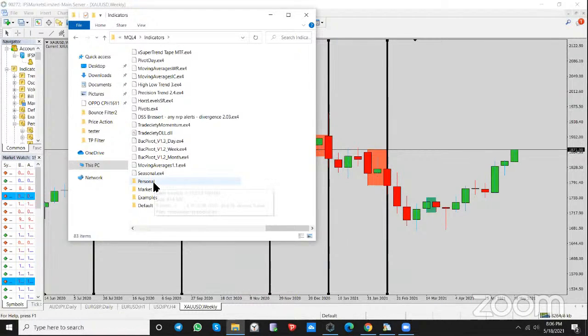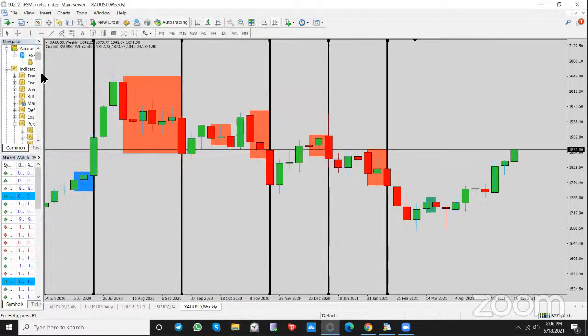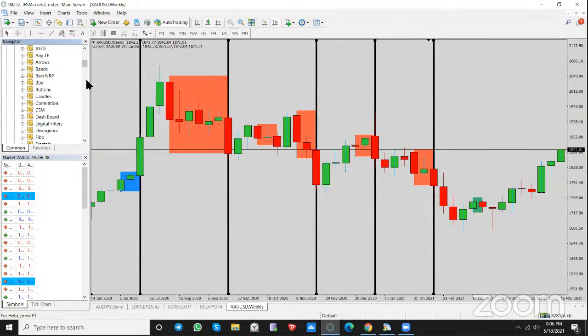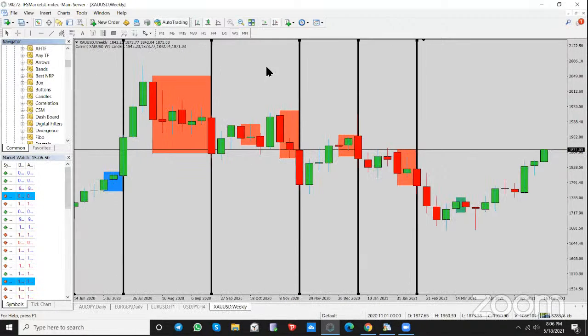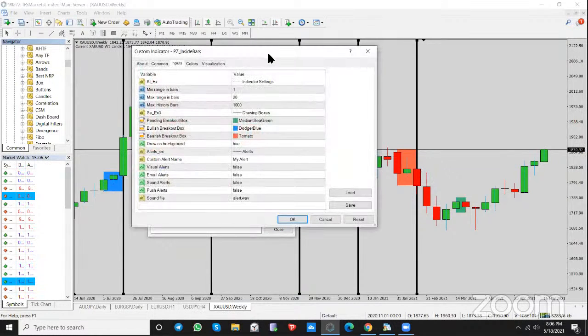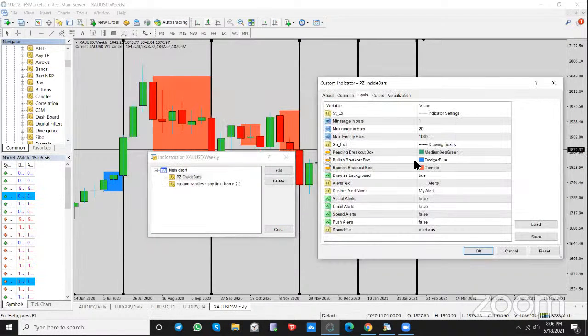I would highly recommend you create a folder so that it won't mess things up. Once you put it in, just right-click on the navigator, refresh, and whatever you put it in should pop up. All right. So once you find the indicator, drag it and put it on. So this is the indicator, easy inside bars. I didn't change anything. All this is by default.